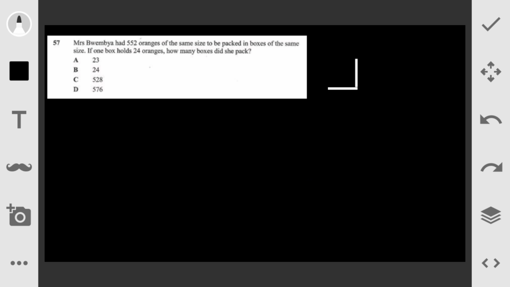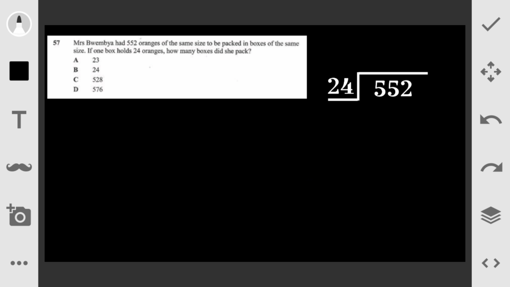Here we need to understand what we are supposed to do. It's more or less like the oranges are going to be shared equally. Because they are going to be shared equally, we are going to divide, not add or multiply. So I'm going to draw a frame for division here, and then I'm going to put the divisor here, 24, and the dividend here, 552.